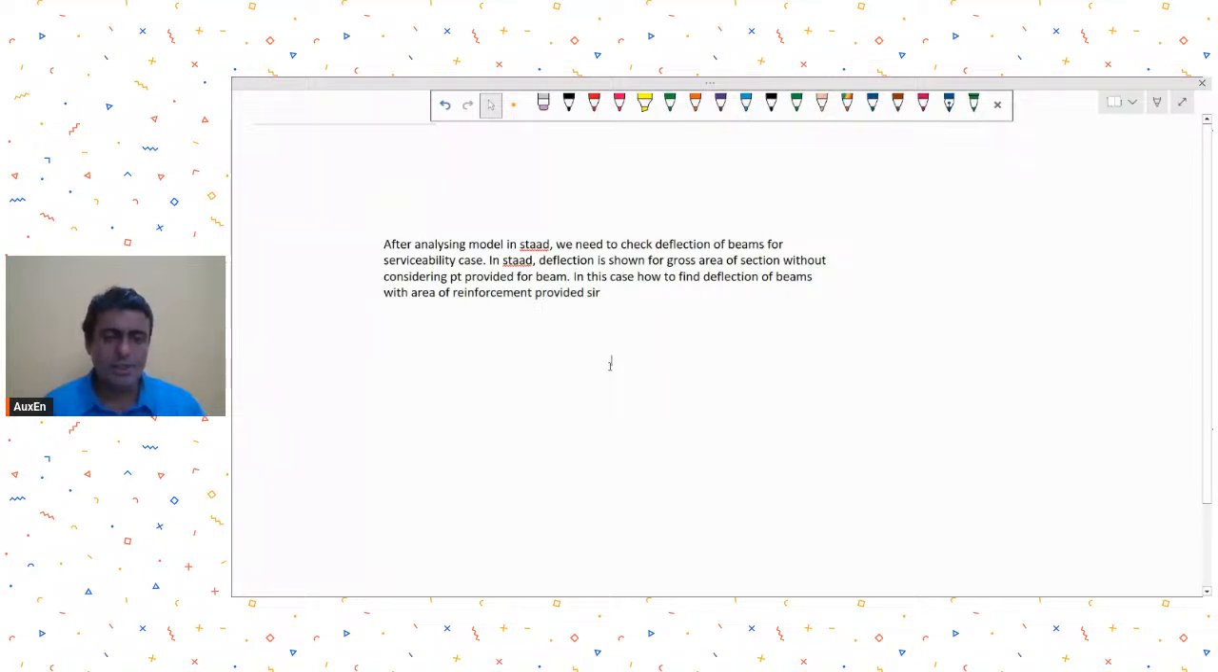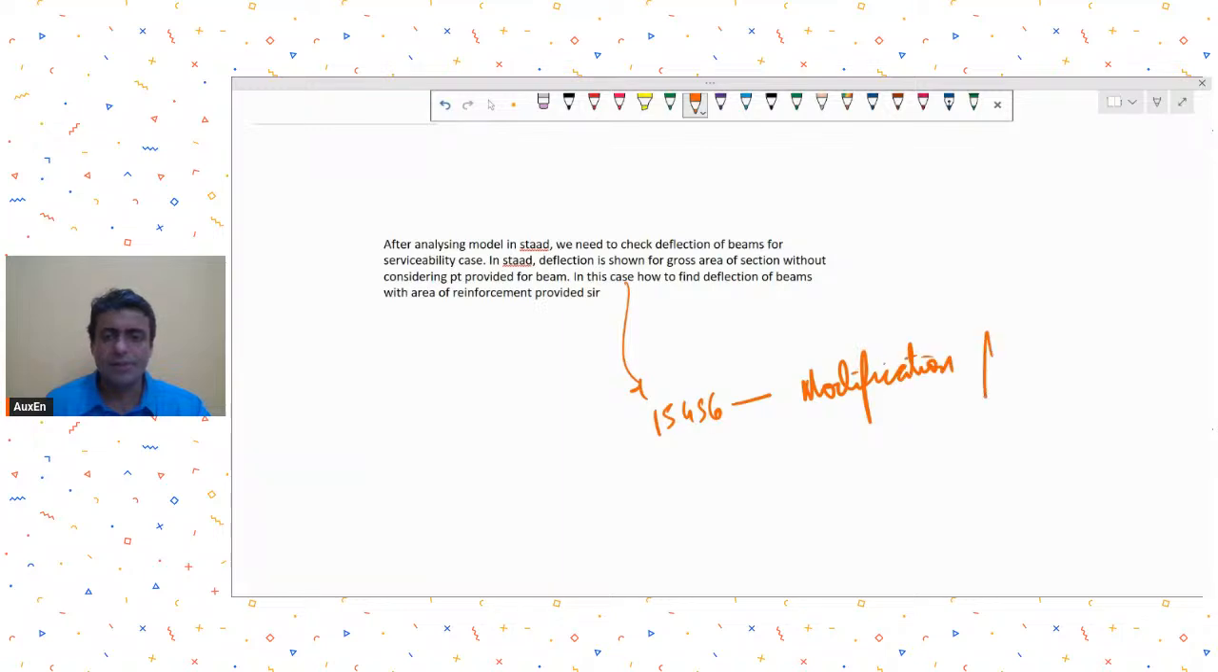So very good. So he's trying to ask that generally, if you remember or if you know that in IS 456 there are certain modification factors for beams depending on the PT and percentage of compression reinforcement. So depending on the percentage of tension steel and percentage of compression steel, there are certain modification factors.